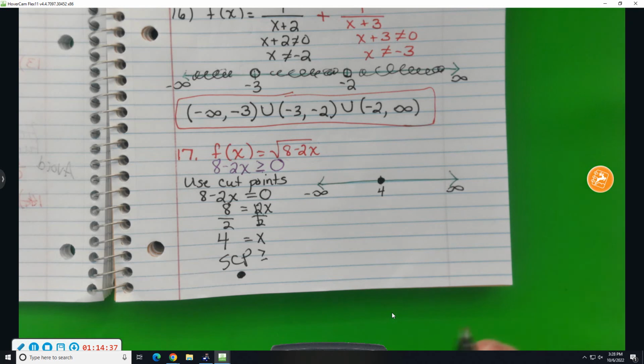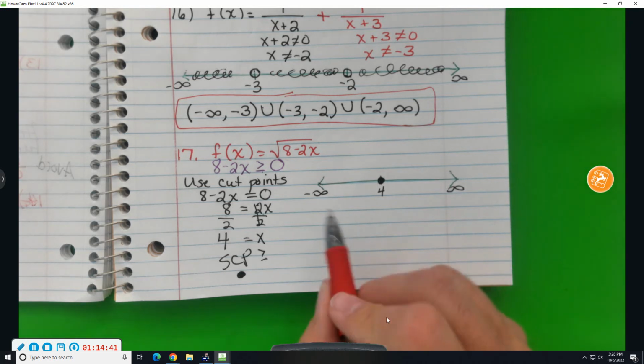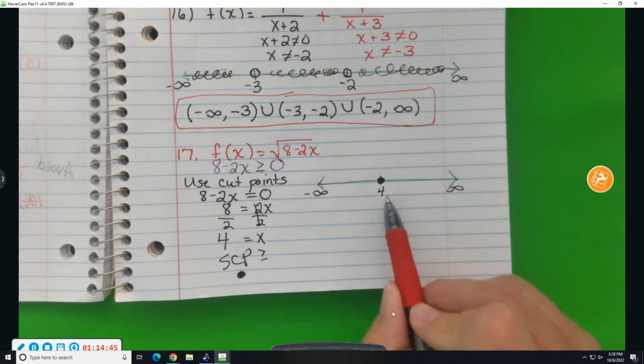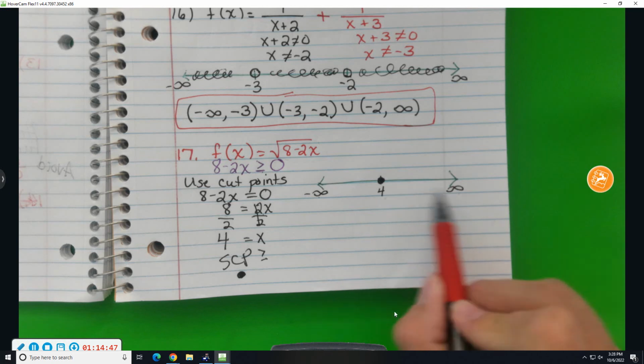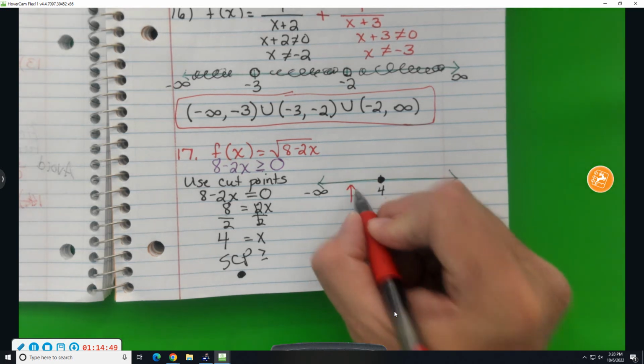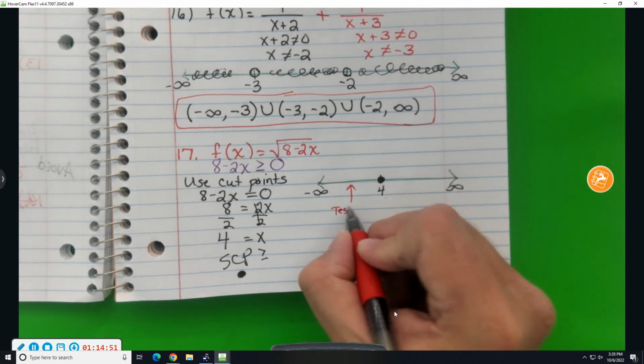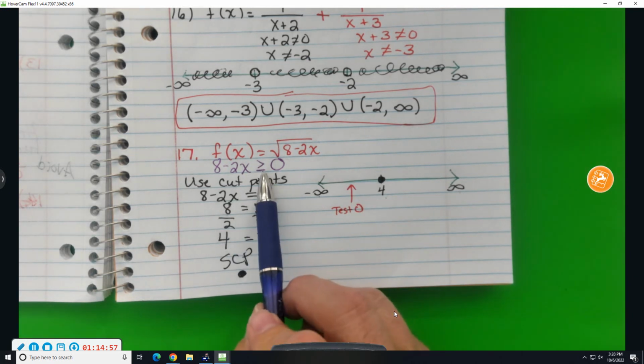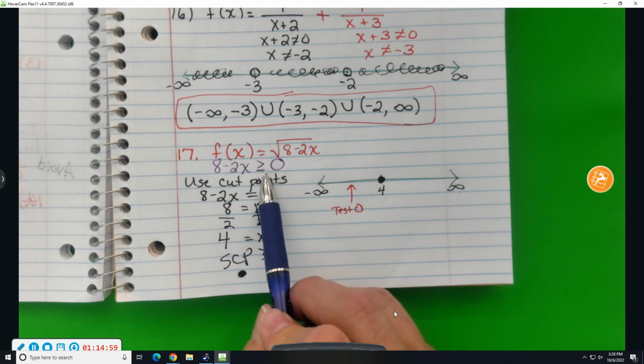What number do I usually test? 0. Where would 0 be? Between negative and positive, or between two positives? Between negative and positive. Okay, so right here I'm testing 0. And when I'm testing, I'm looking at the thing that has the greater than symbol. That's what I'm looking at.